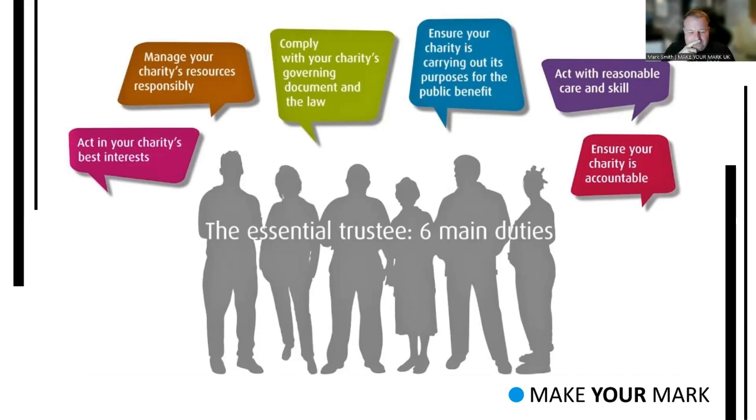Number 5 is acting with reasonable care and skill. Make use of your skills and experience, and take appropriate advice when needed. Do you need legal advice, for example? We've touched on that earlier. And lastly, but not least, ensure your charity is accountable. Demonstrate that your charity is complying with the law, well run and effective. So how are you transparent about that? How do you communicate with your donors, your beneficiaries?